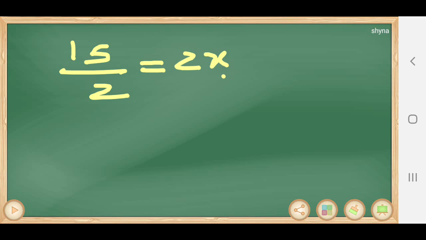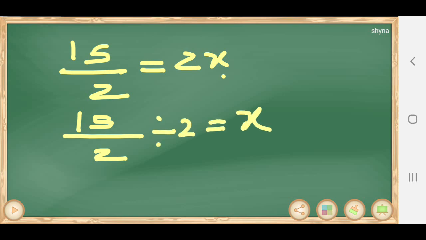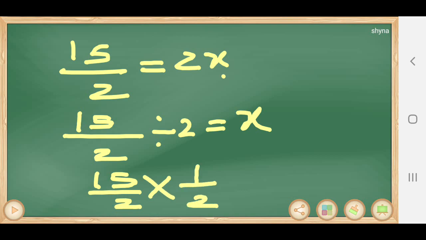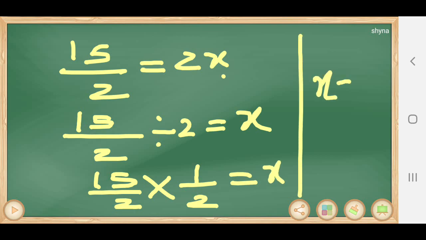Then to find the value of x, while transposing the 2, multiplication becomes division. So, 15 by 2 divided by 2 equal to x. Division by 2, how will you do it? It is 15 by 2, and division is the same as multiplication by the reciprocal. What is the reciprocal of 2? 1 by 2. Yes, now we got x equal to 15 by 4.